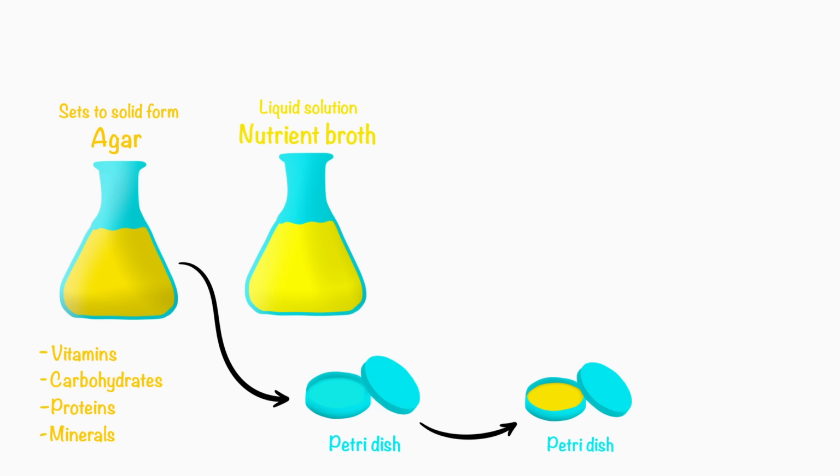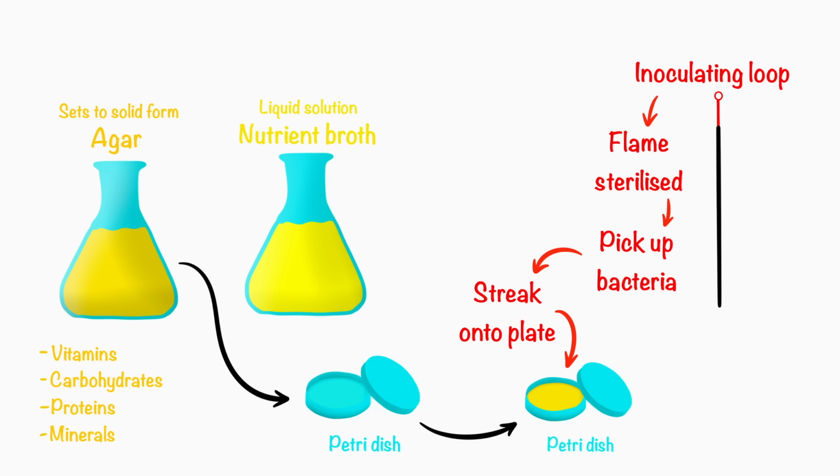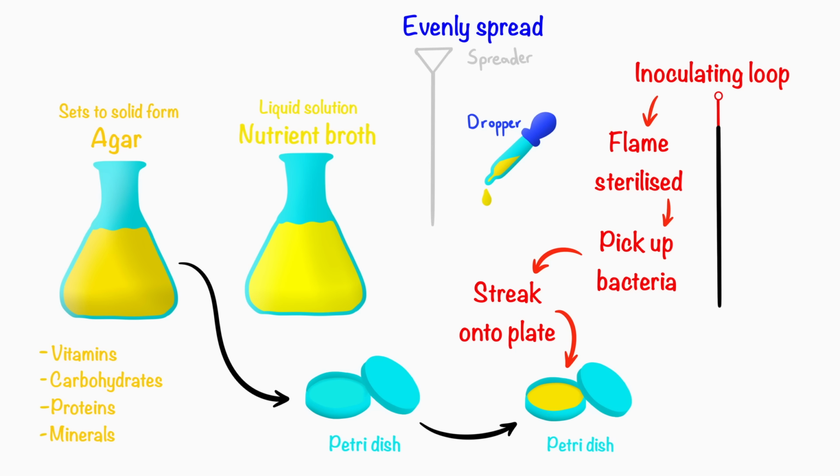Agar is particularly useful because bacteria grown on it form visible colonies that scientists can observe and count. First, hot liquid agar is poured into shallow plastic dishes called petri dishes and allowed to cool and solidify. Once the agar has set, bacteria can be transferred to it using sterilized tools like inoculating loops. These are small wire loops that can pick up tiny amounts of bacteria. Alternatively, sterile droppers and spreaders can be used to create an even layer of bacteria across the plate.